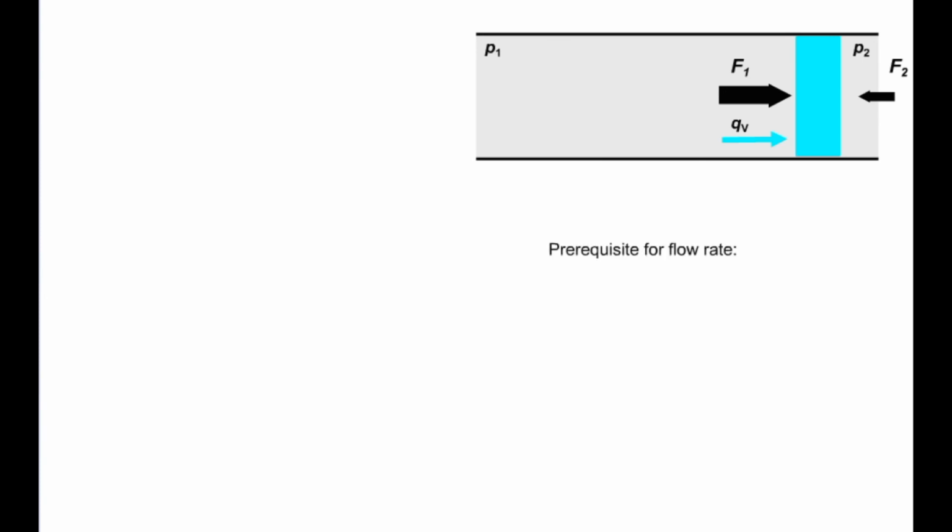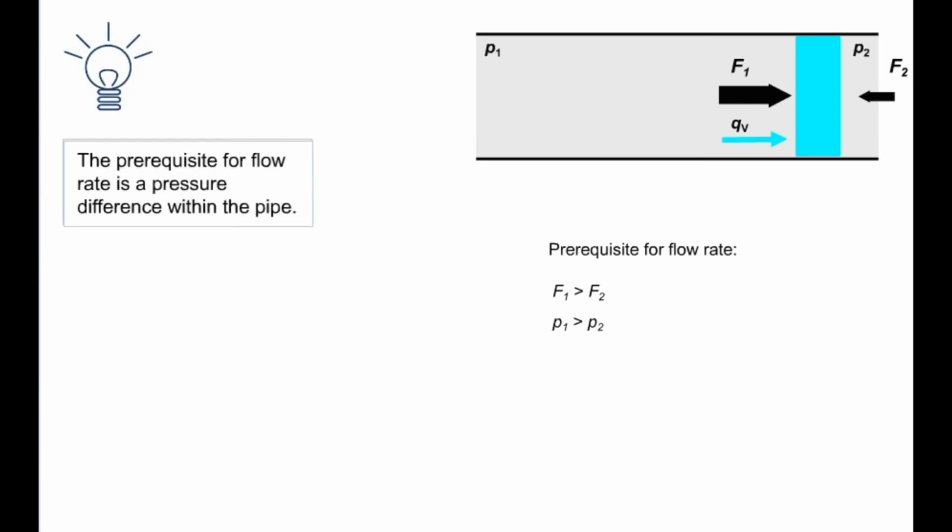Let us consider any portion, randomly chosen, of a certain quantity of fluid in a pipe. As long as no force is acting on it, the fluid will remain stationary. The fluid will continue to remain stationary if equal but opposing forces are acting upon it. Movement will only begin when a force acting on one side of the fluid is greater than the force acting on the other side of it. So, for a pipe with constant cross-sectional area, the prerequisite for flow rate is therefore a pressure difference within the pipe itself.